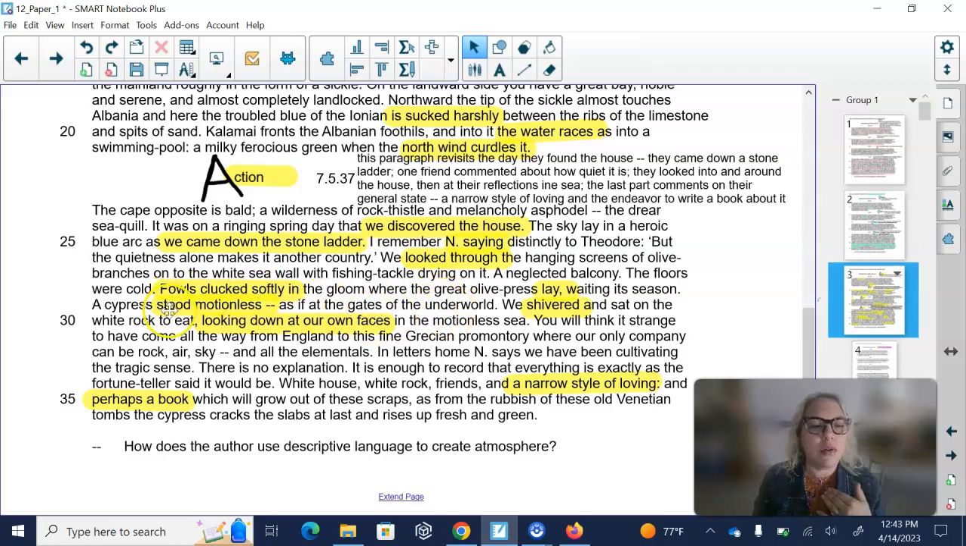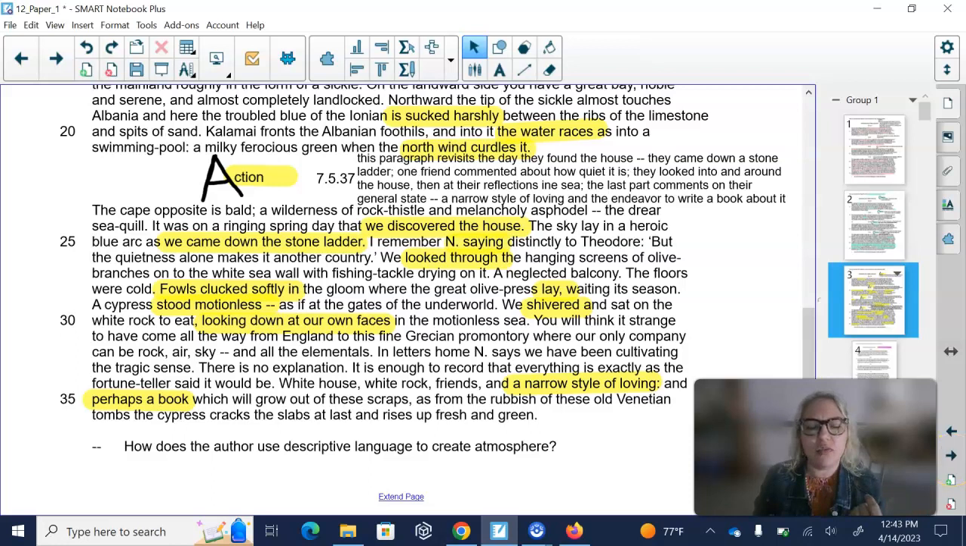And they look around outside and they notice all of these different details. They shiver, so it's cold. They look down at their faces, the reflection in the sea. And then there's this last sort of general statement about what they're doing now. They're living this narrow style of loving, and he has this endeavor to write a book about it. Okay, now we're done with our literal understanding.